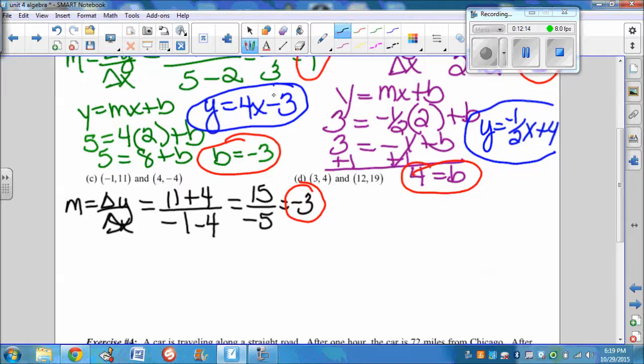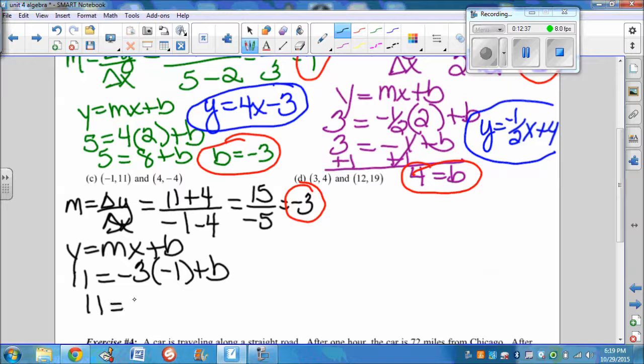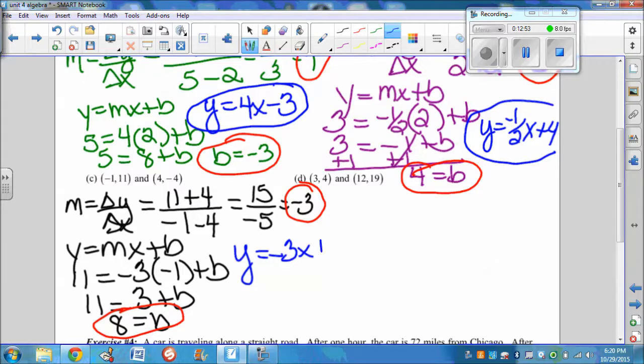Now let's go and find the b. So y equals mx plus b. It never matters which point we pick. I think I might pick the first one, negative 1, 11. So my y is 11, my slope is negative 3, and the x is negative 1, plus b. 11 equals 3 plus b. Subtract, and we get b equals 8. There's my second parameter that I need. And now let's just substitute into y equals mx plus b.